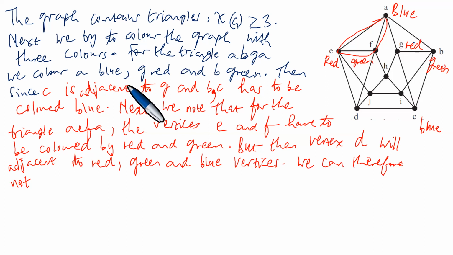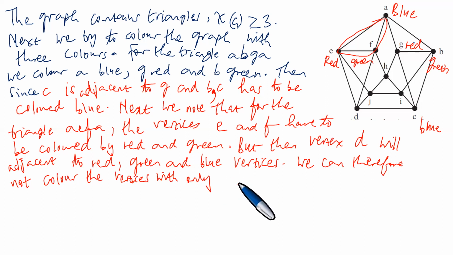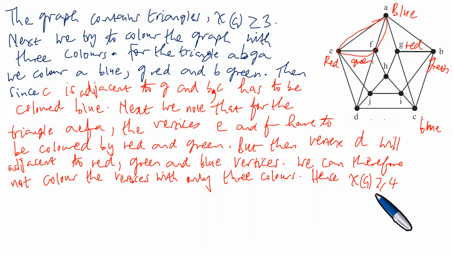Okay, we're going to look at that. We can therefore not color the vertices with only three colors. Hence, we can therefore not color with three. Hence, the chromatic number of G is four or more. At least four.